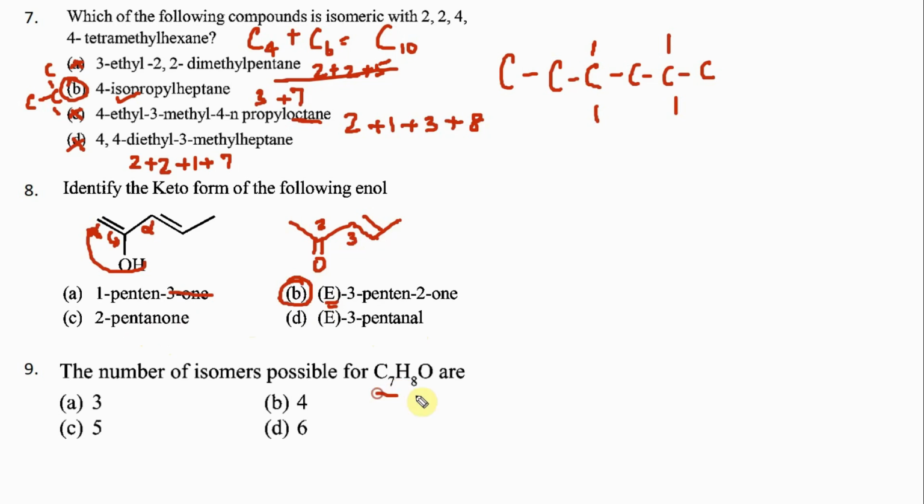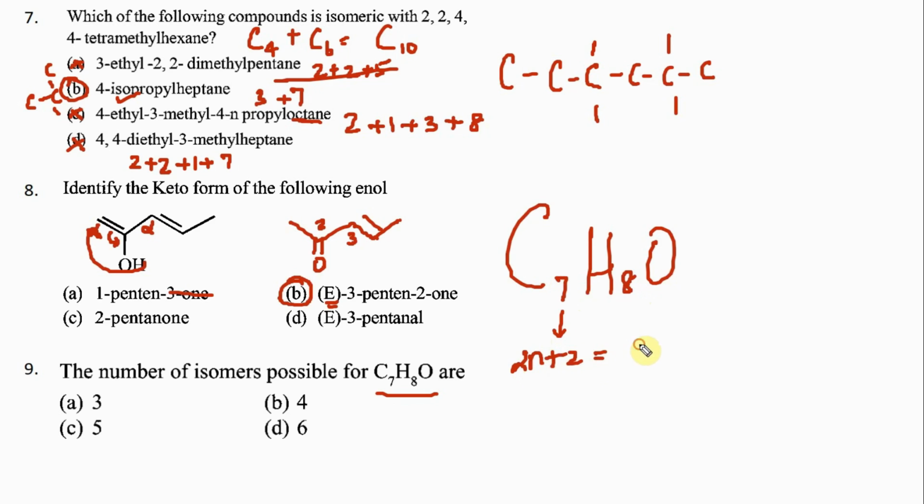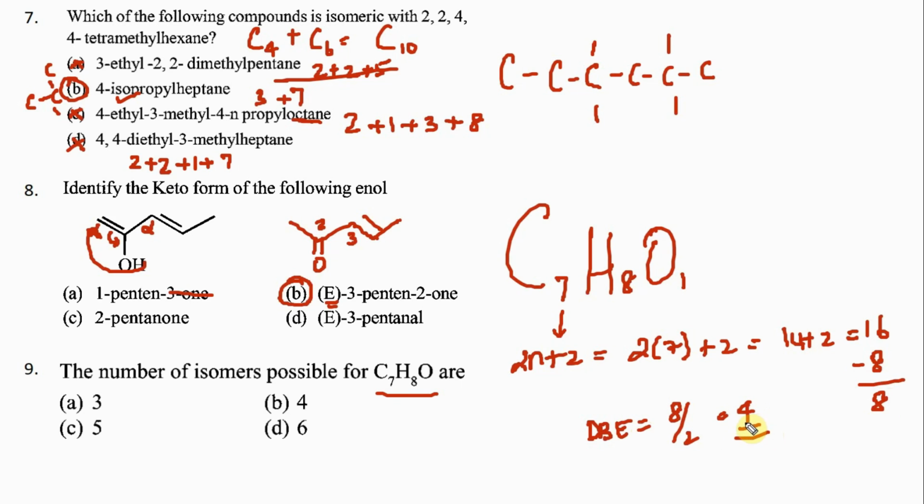The number of isomers possible for C7H8O. First thing we want to do is 2n plus 2 equals 2 into 7 plus 2, 14 plus 2 equals 16. Now I need to add my nitrogens. I don't have any nitrogens, so 16 is fine. Now how many oxygens do I have? 1. But do oxygens matter? No, so I leave my oxygen. Hydrogens, how many? 8. I subtracted, so remaining I have 8. Double bond equivalent equals 8 by 2 is 4. There are 4 double bonds.